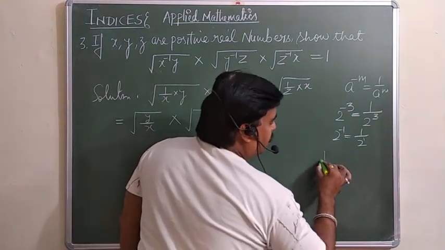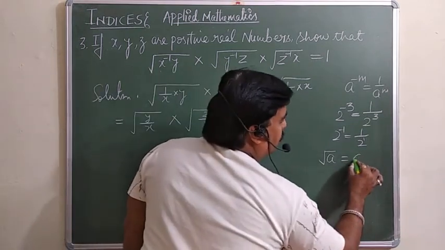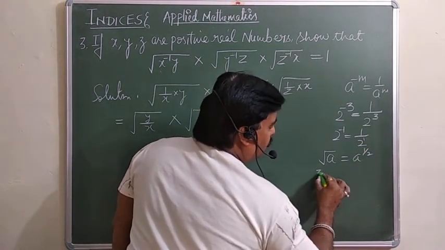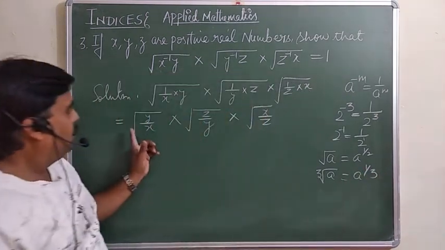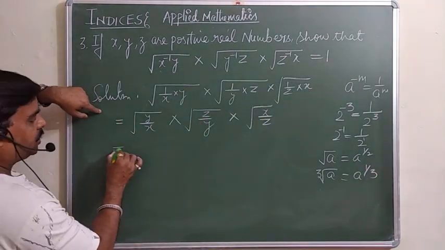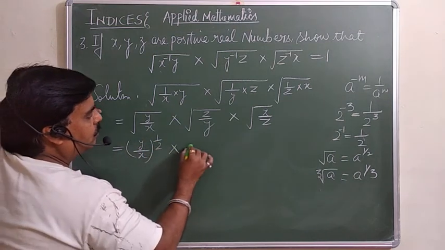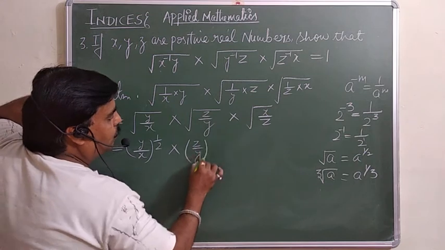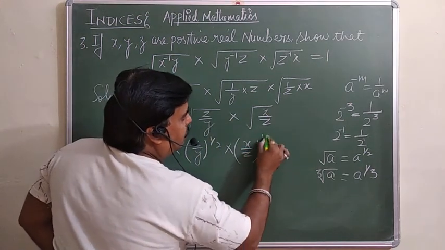So if the value is given inside the radical sign, suppose root a, that is equal to what? a raised to power 1 over 2. If this was cube root a, that is a raised to power 1 over 3. So here it is the square root. It means this is actually y over x whole raised to power 1 over 2 into z over y whole raised to power 1 over 2 into x over z whole raised to power 1 over 2.